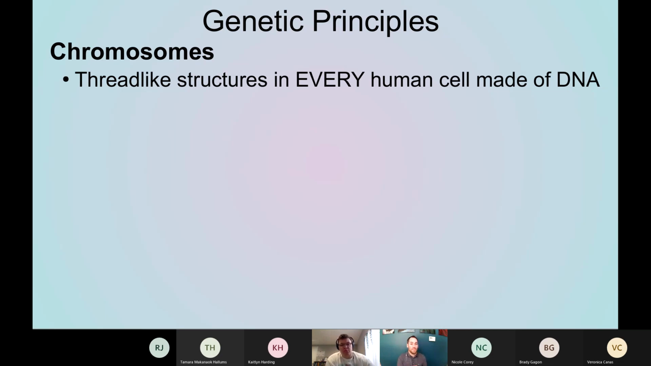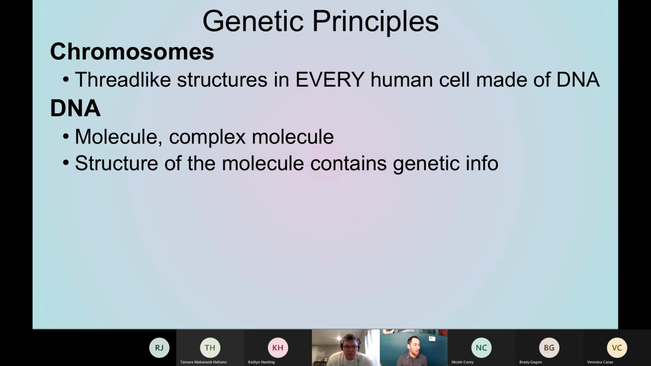A chromosome, hopefully you've heard of a chromosome before at least, is a thread-like structure in every single human cell made of DNA. Inside the nucleus of each of your cells are your chromosomes. That chromosome is basically the wound up strands of DNA. So what is DNA? It's a molecule. It's a really long molecule. It's a really complex molecule, but that's all it is.